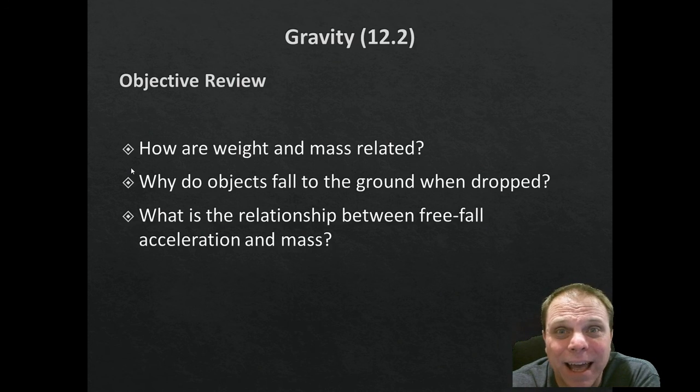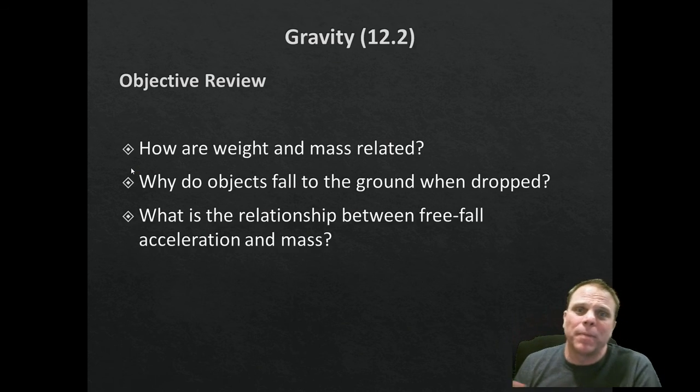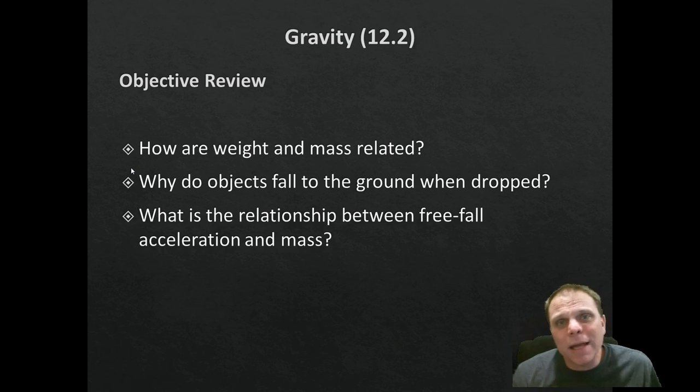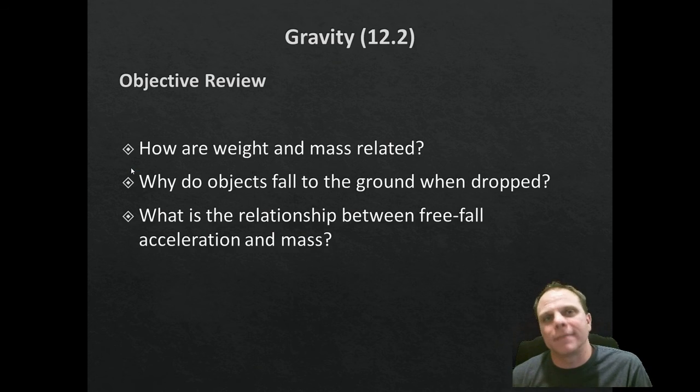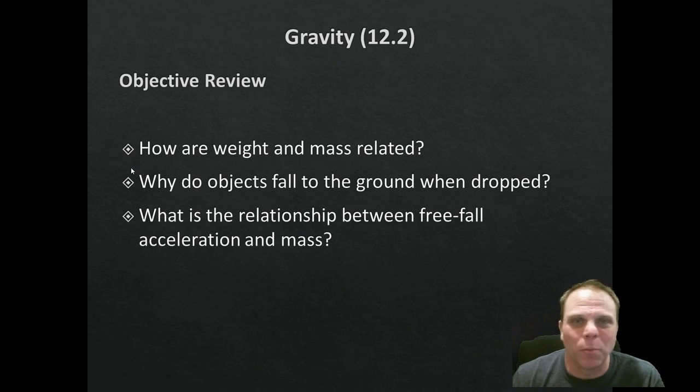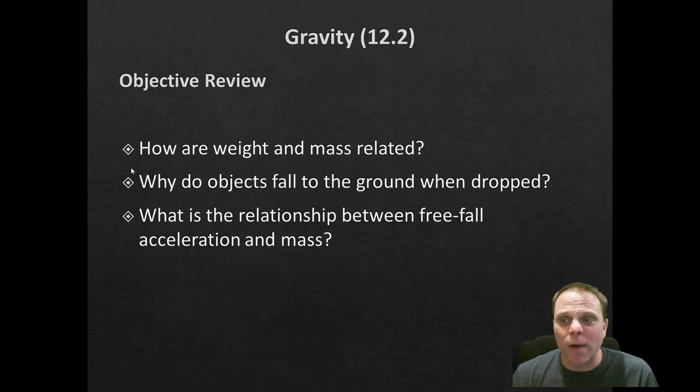How are mass and weight related? Well, we now know that they're both dependent upon the amount of matter, right? But weight is dependent upon the location and mass isn't. And we know, of course, that weight is measured in different units than mass, things like that. Why do objects fall to the ground when dropped? Because of this force of gravity.